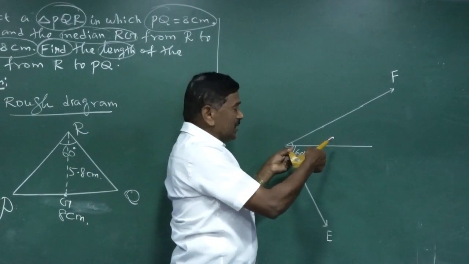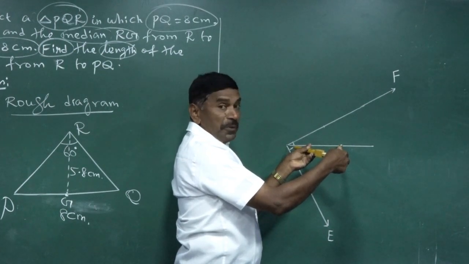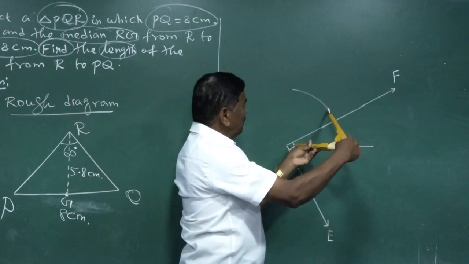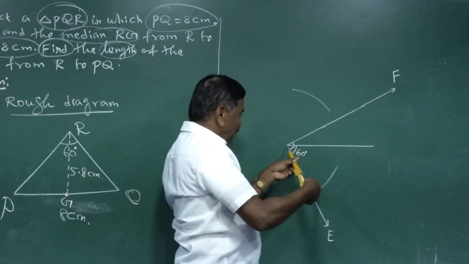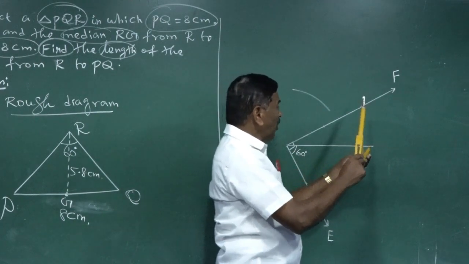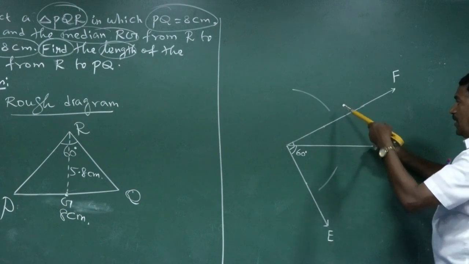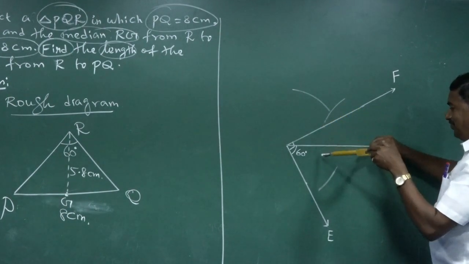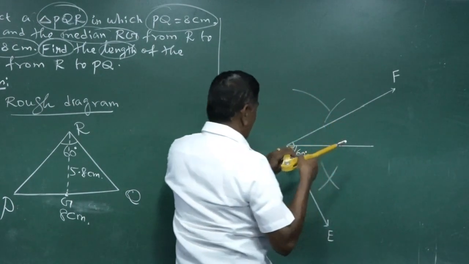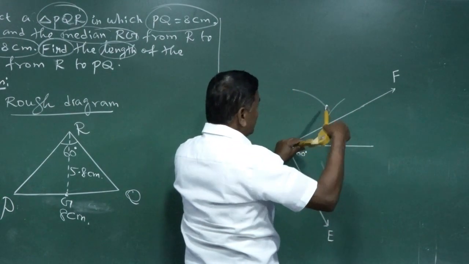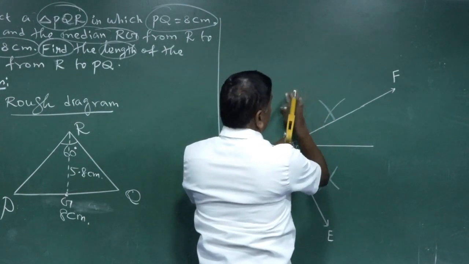P as a center, more than half of PQ. Upward 1 arc, downward 1 arc. With the same radius, Q as a center, cut the forward arc. And the upward arcs do not intersect, therefore again extend for our convenience, which is enough, and we can rough it, no problem.